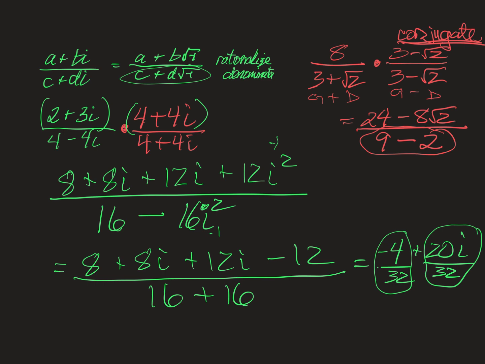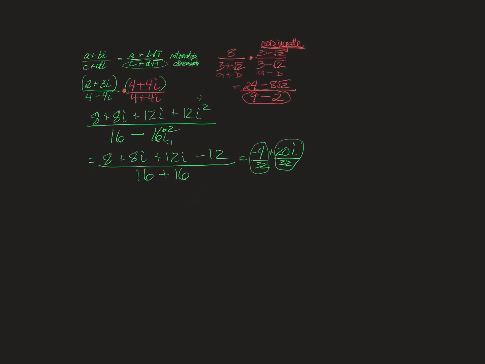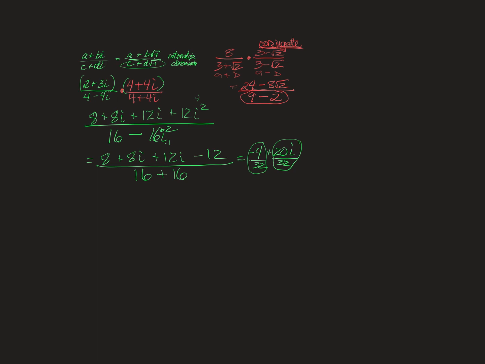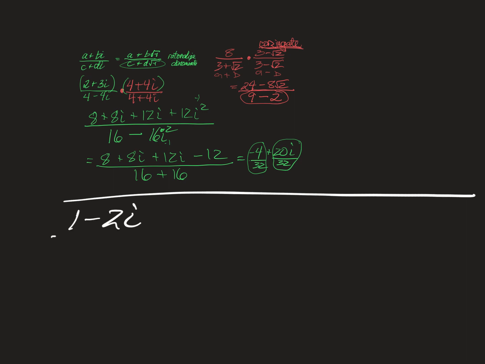Want to see another one of those? Just for kicks? All right, you try it first. All right, let's go with 1 minus 2i over 3 minus 2i. And you go ahead and give it a shot yourself, rationalizing the denominator, which is division of complex numbers. Okay, let's see if you've done it right. All right, you should have paused the video and done it.